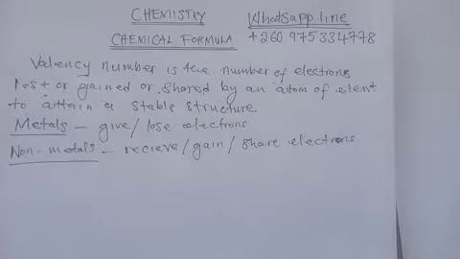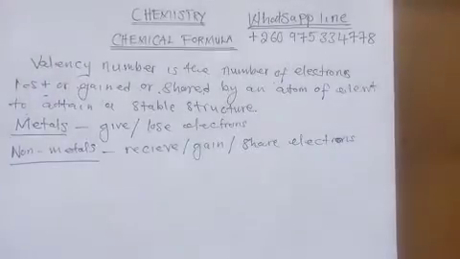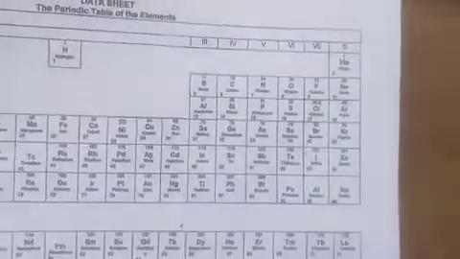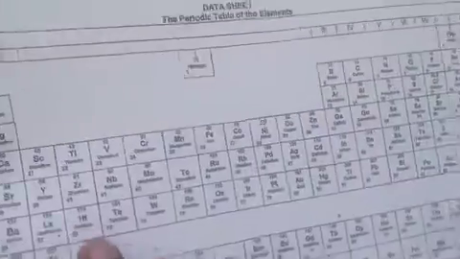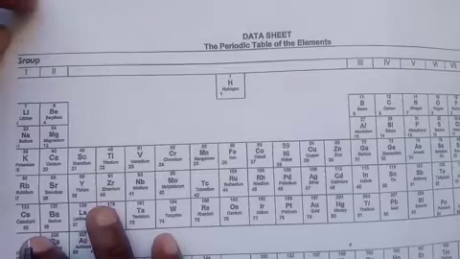So what do I mean by giving or receiving electrons? Let's take, for example, an atom on your periodic table. If you check your periodic table, there are atoms here.